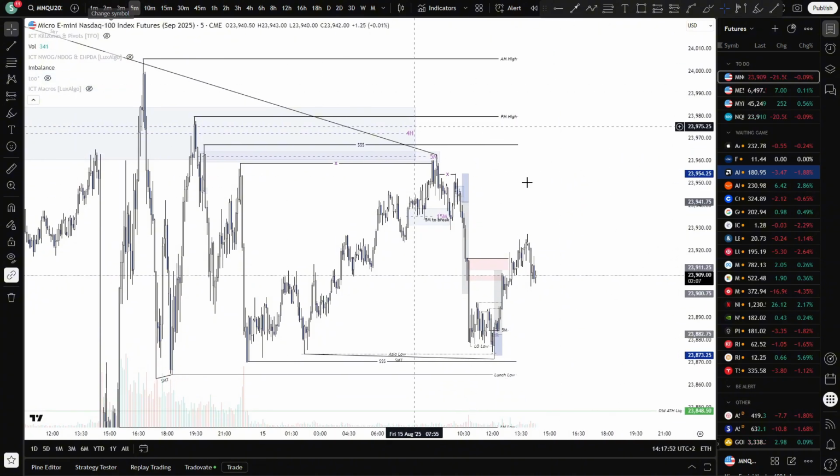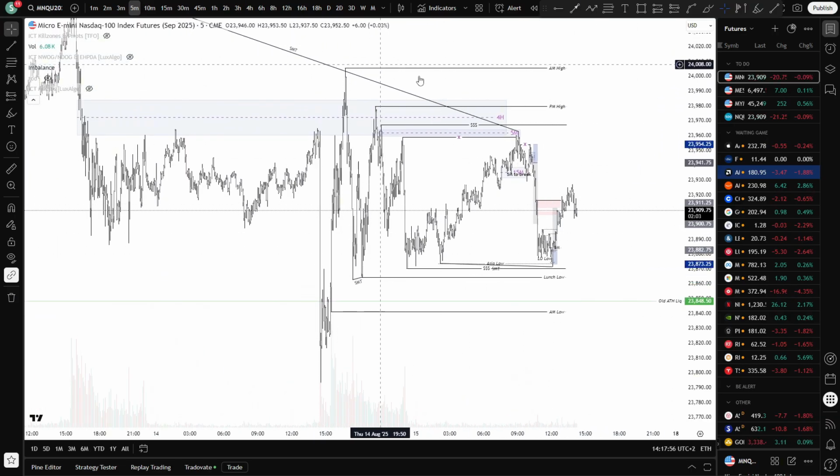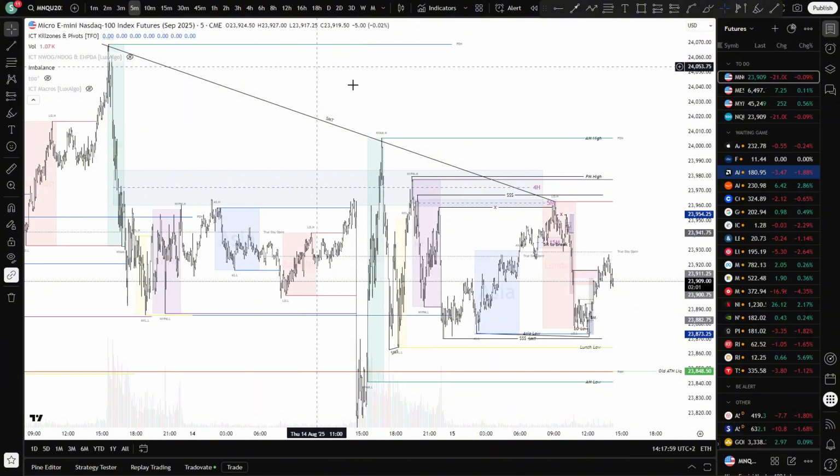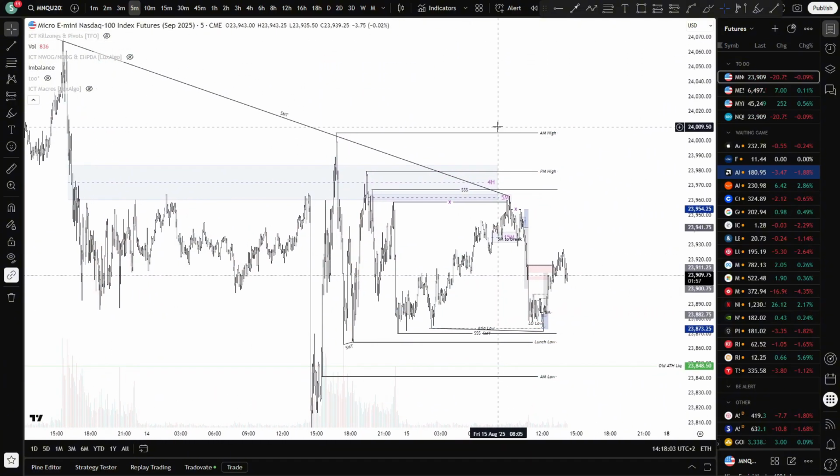Yeah, we can zoom in pretty quick because it's pretty easy. This is your only PD array. You have some liquidity on the highs as you can see. You have a big SMT with the AM high. Do I think that is relevant?